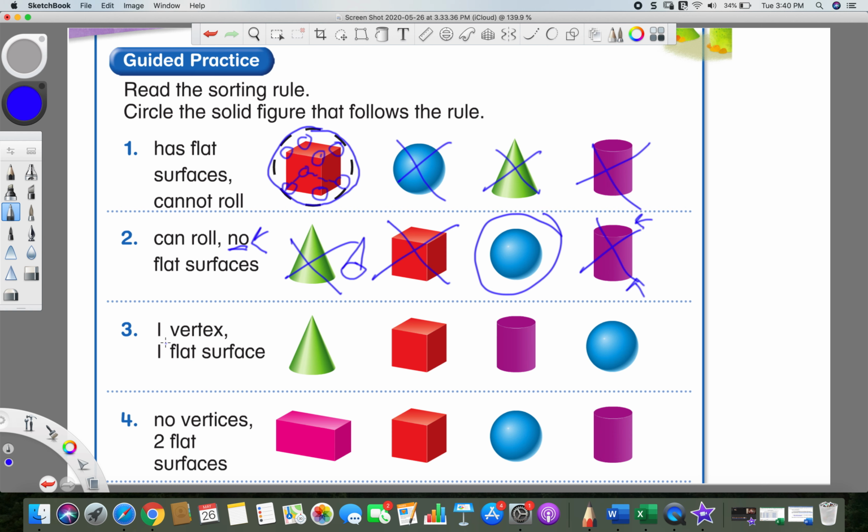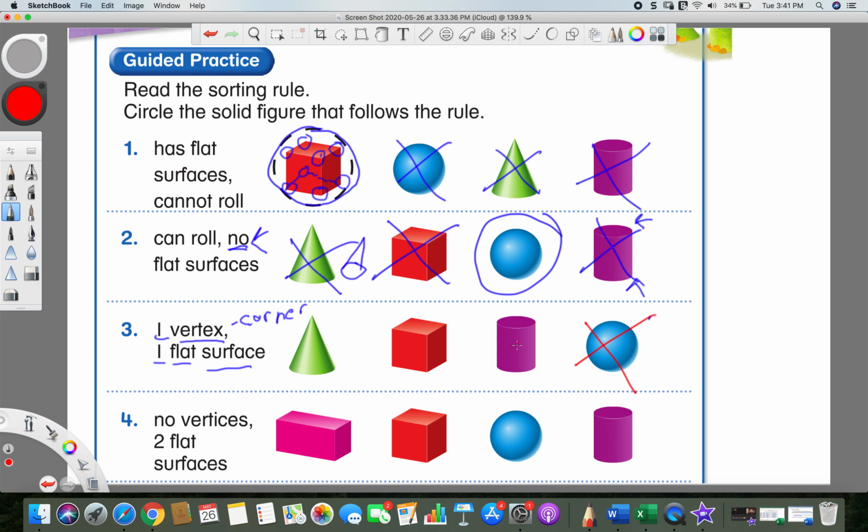All right. It has one vertex, or we could say corner, right? We can call it a corner. And it has one flat surface. Let's start at this end. A sphere. Does it have any corners on it? Any vertices? No, it has none. So right away, this sphere is out of the question. It's a big no on that.